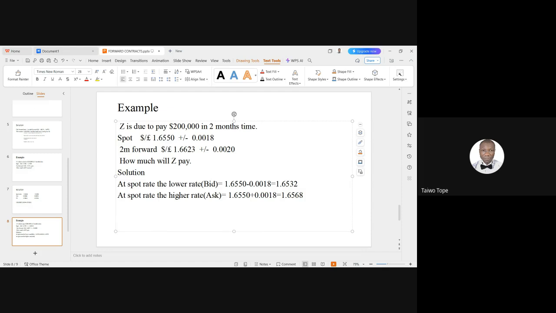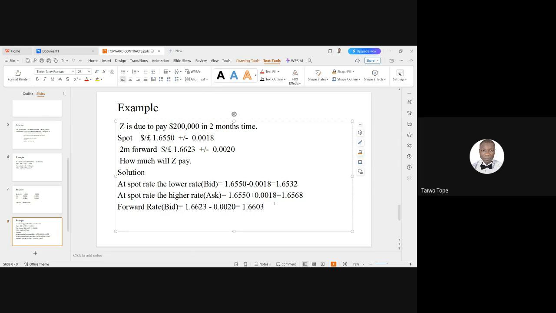So for forward rates, the next 2 months, what will be the bid value? Forward rates. Bid value will be equal to what? We have it as 1.6623 less what? Less 0.0020. We're going to have it as what? 1.6603, and this is the bid.